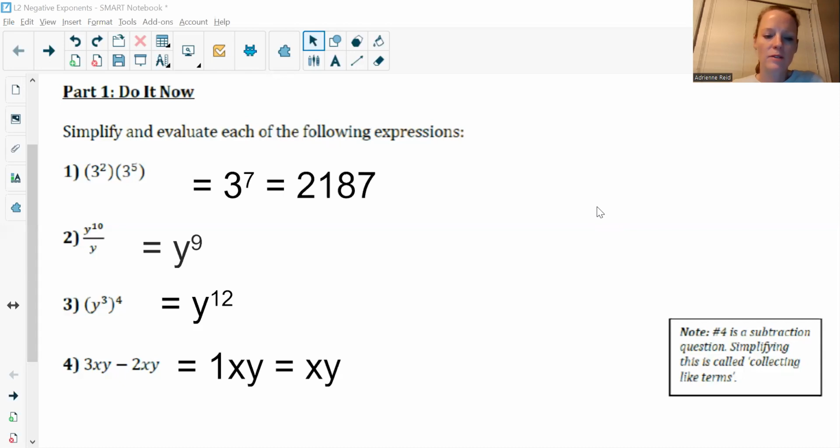So hopefully you have these answers. The first one, the base is 3. The new exponent is 7 because 5 plus 2 is 7. That one does equal 2,187. Number 2 is just y to the power of 9. Again, can't be evaluated. Number 3 is y to the power of 12. And then number 4, you could either write 1xy or just xy because we don't need a coefficient of 1.